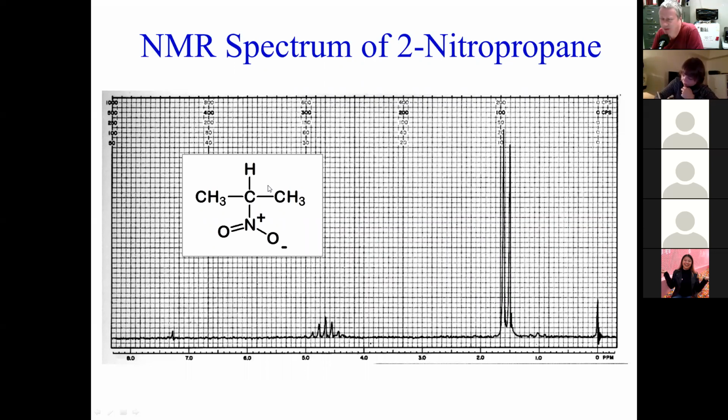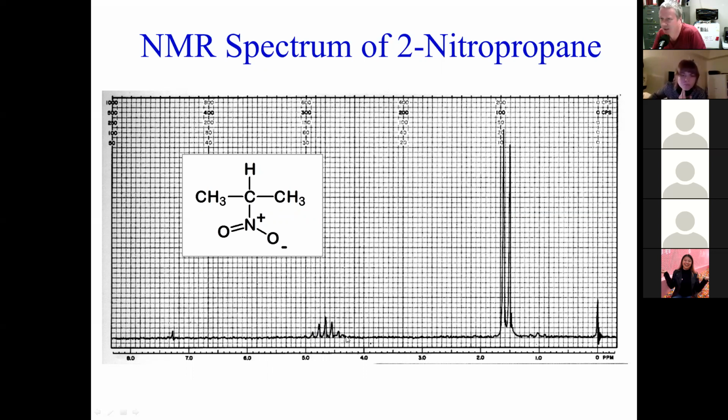What about nitro, I don't know the name of this. 2-nitropropane. Okay, it looks like we have an isopropyl group, right? A crazy multiplet in the middle, and we got this big doublet there. This one is probably a septet because it's got 6 neighbors. 6 plus 1, 7. You count really carefully, you probably see 7 peaks. 1, 2, 3, 4, 5, 6, 7.